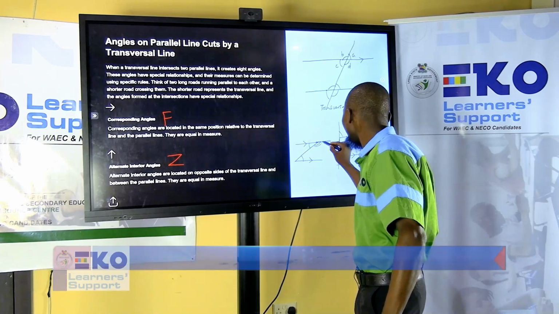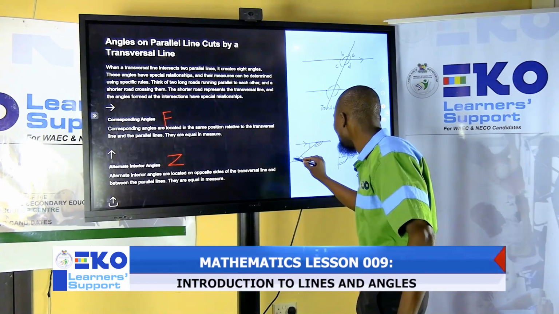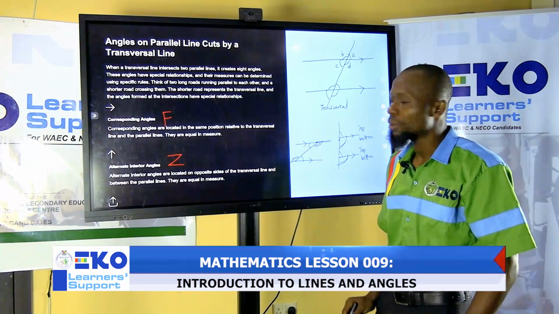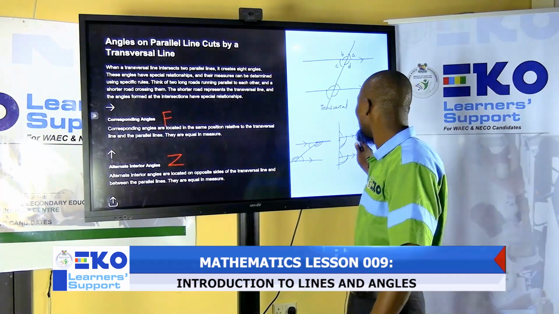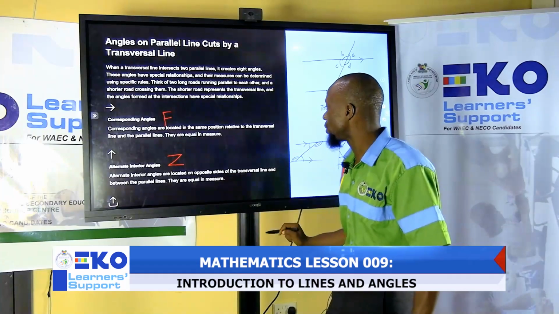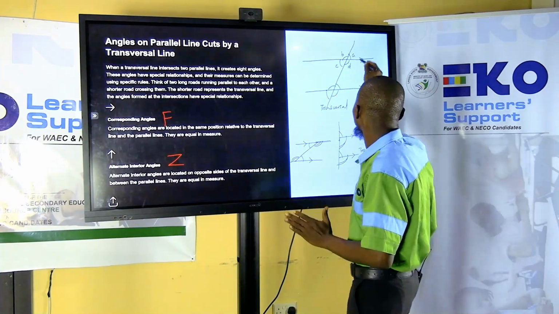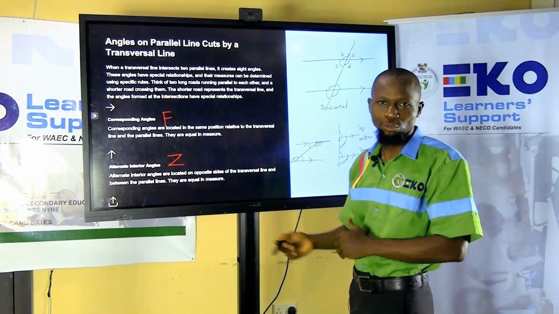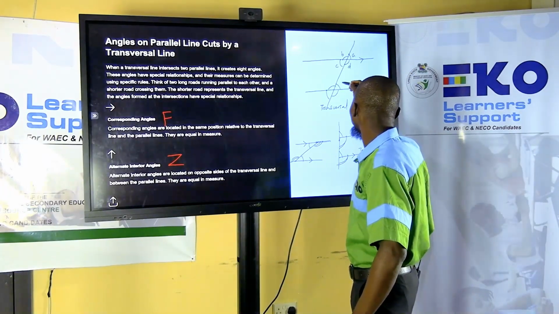By the time you extend this, we can also say that this and this are also alternate. So that is what we mean by alternate angle and corresponding angle. So I've been able to explain it. So in this case, how do we now link them together? How do we link them?